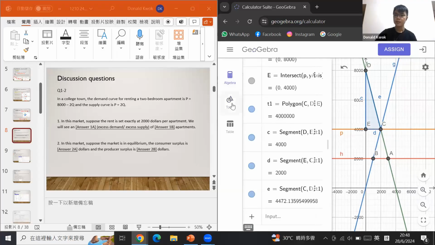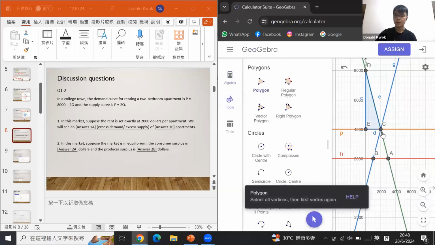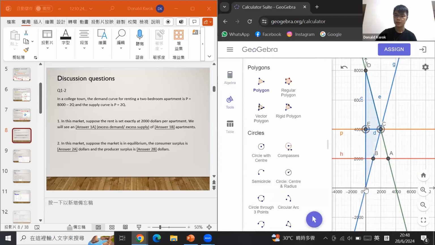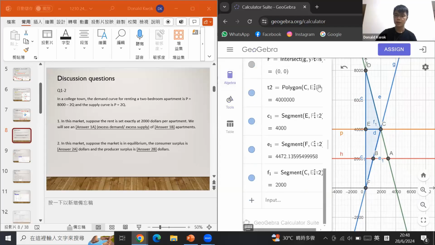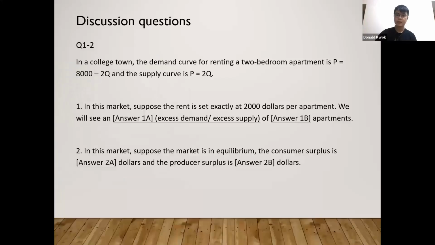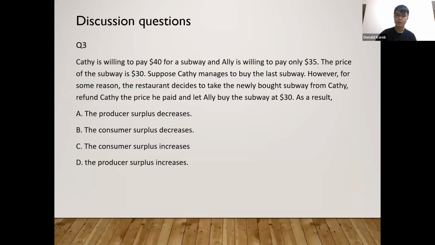Do the same for the producer surplus. Just click the vertices of this triangle and end with the first point you started, and GeoGebra will help you calculate the area of this triangle, again, the area of 4 million. And this is how we can quickly find out the area of the region in GeoGebra. All right, so that's all for this problem. And let me go back to the slide and let you take a look at the next question.